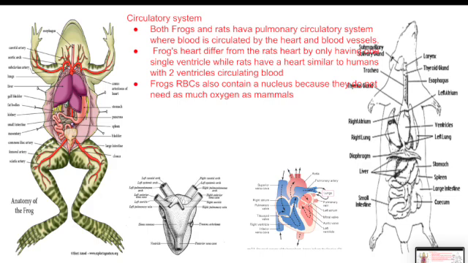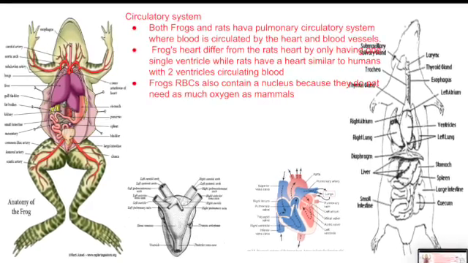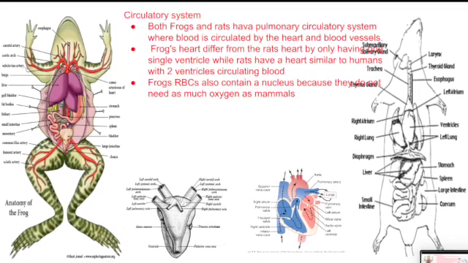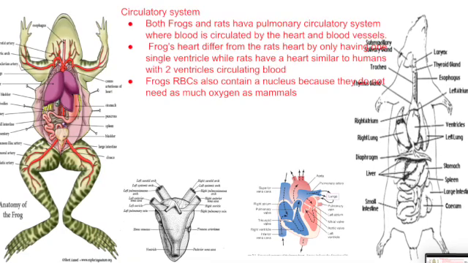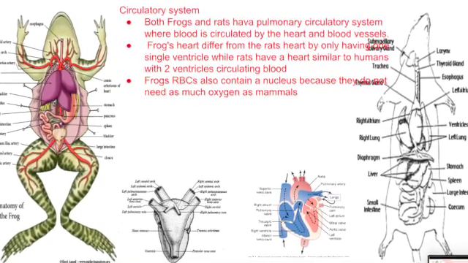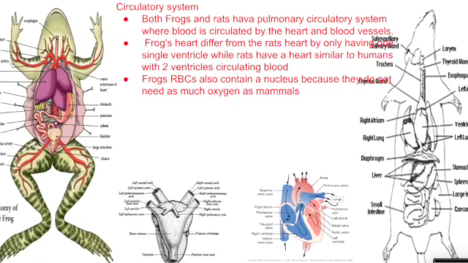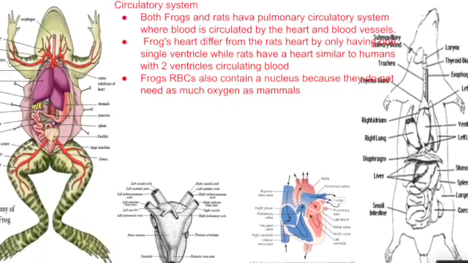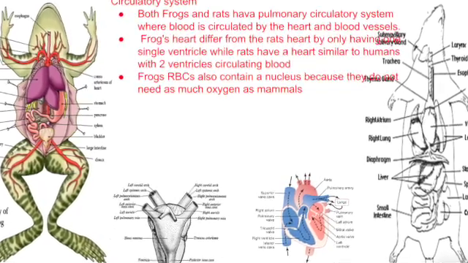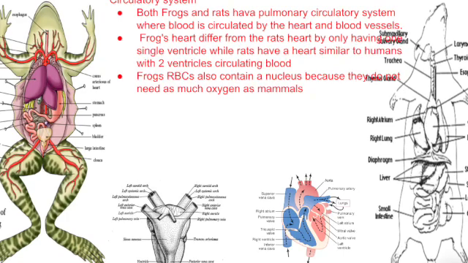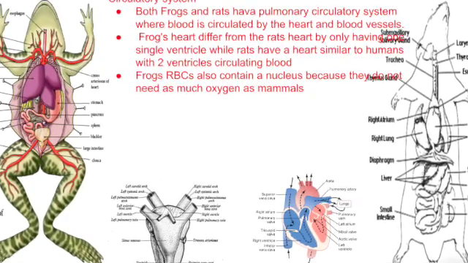Moving on, the circulatory systems of a rat and a frog are also very similar, both having a pulmonary circulatory system where the main way blood is circulated and oxygenated is through the heart. But the main difference is frogs only have a 3-chambered heart while rats have a 2-chambered heart. Also, frogs' red blood cells contain a nucleus because they do not need as much oxygen as mammals, so they did not evolve to get rid of the nucleus in the blood cells to store more oxygen.